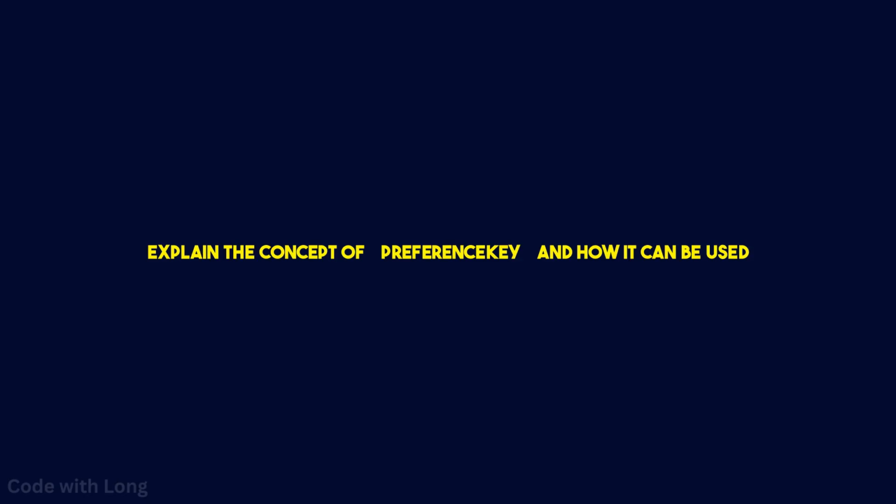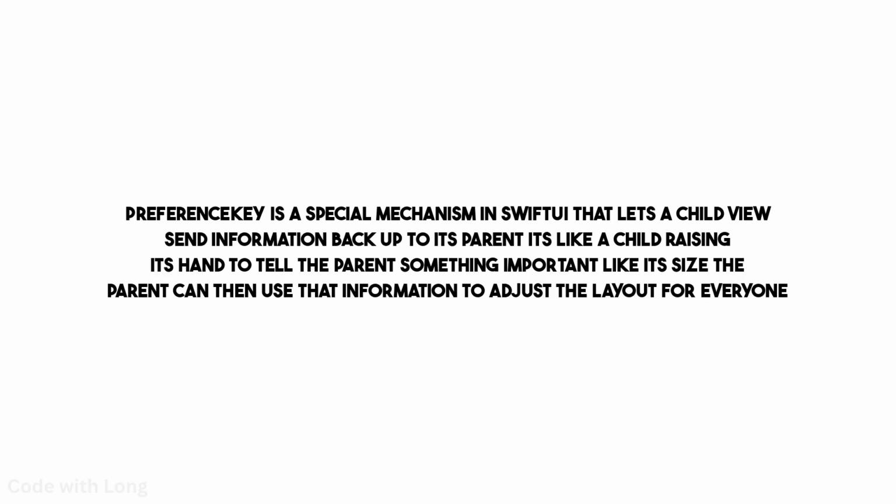Explain the concept of preference key and how it can be used. Preference key is a special mechanism in SwiftUI that lets a child view send information back up to its parent. It's like a child raising its hand to tell the parent something important, like its size. The parent can then use that information to adjust the layout for everyone.